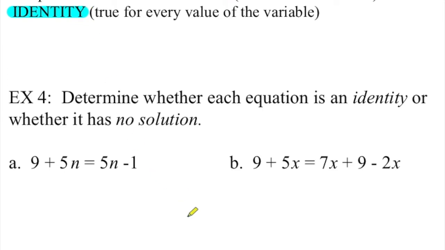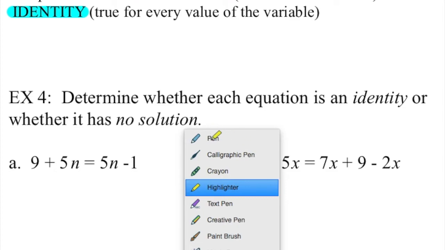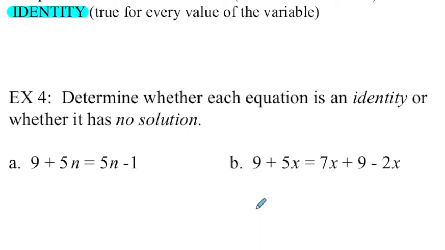If you already learned that in middle school, then you may have learned to write that the problem has infinitely many solutions, which is the same as identity. So we're going to take a look at these last two examples and see what that looks like.